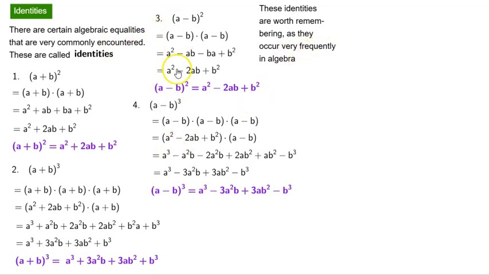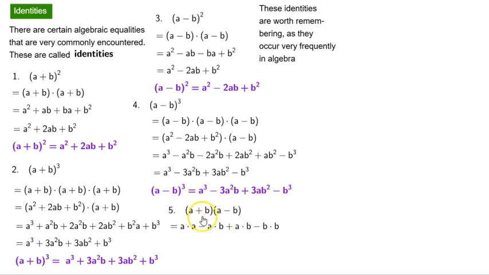So here it may not appear as A minus B itself. It may appear as 2x plus 7y whole cube. So we do the necessary substitution and use this identity. Okay, let's look at another one of the identities. A plus B times A minus B.